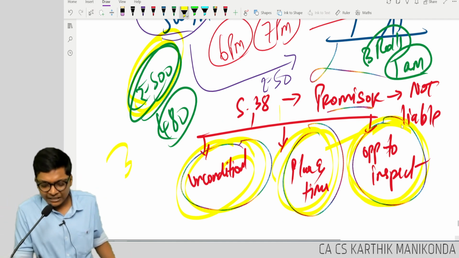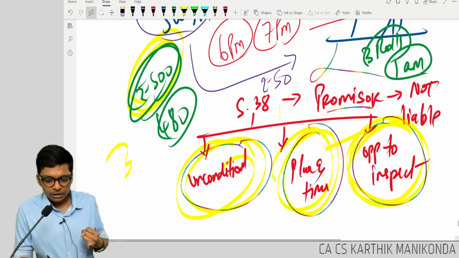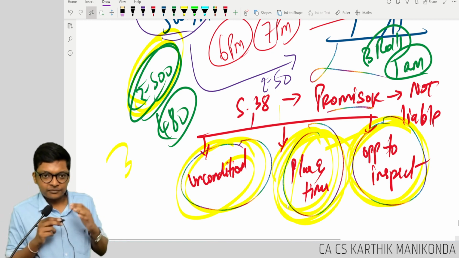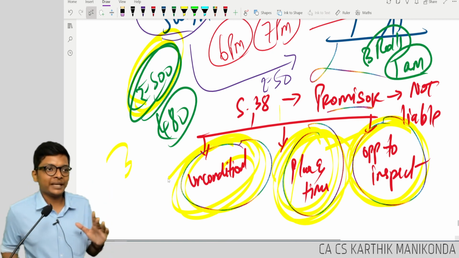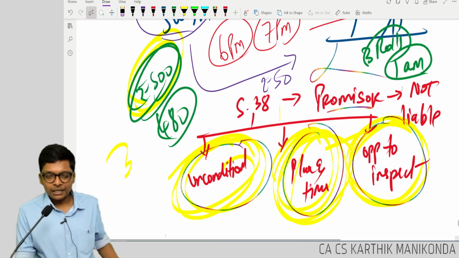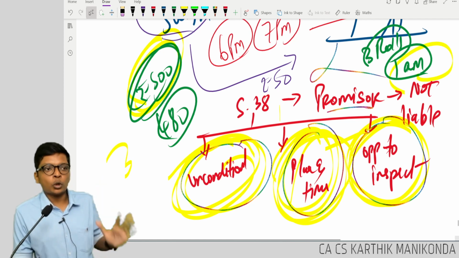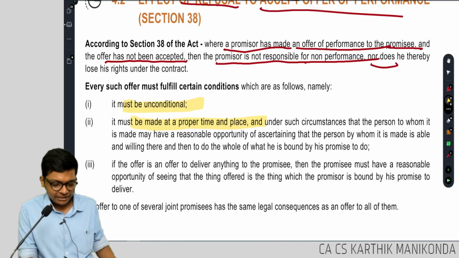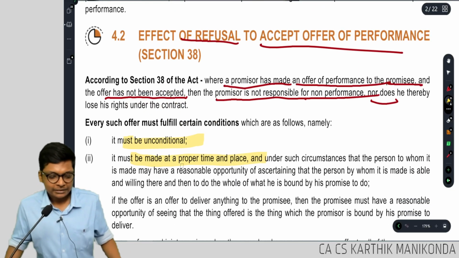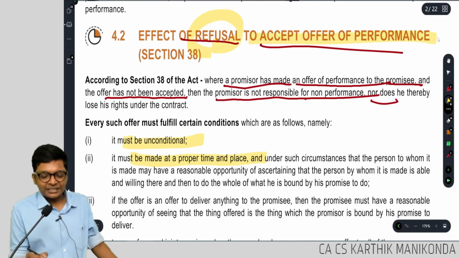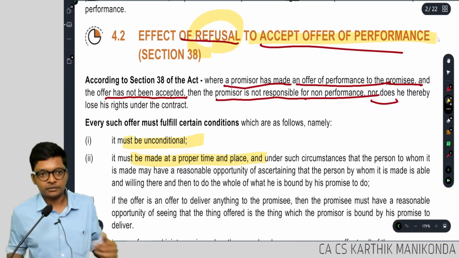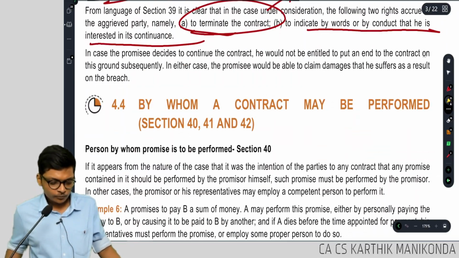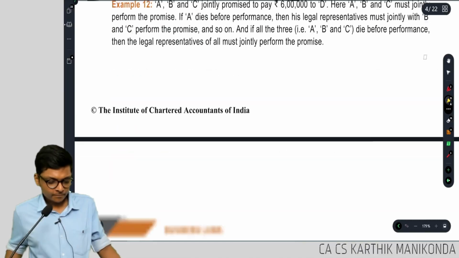So you have the right to inspect at the right time and place when you ask for it, and it should be unconditional. He can't tell me, I came at 1 a.m., give me 200 rupees tip. That's my choice. Are you following, guys? Clear? This is section number 38. They have asked the effect of refusal to accept offer. So we're talking about the promisor. Okay. Done, guys. This is done.